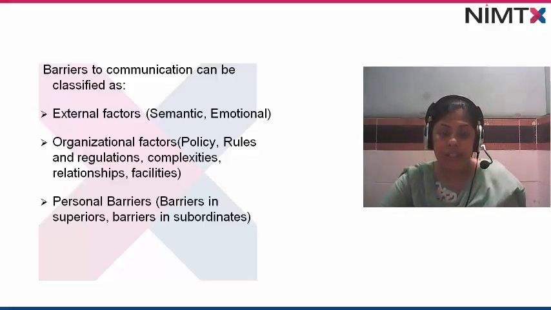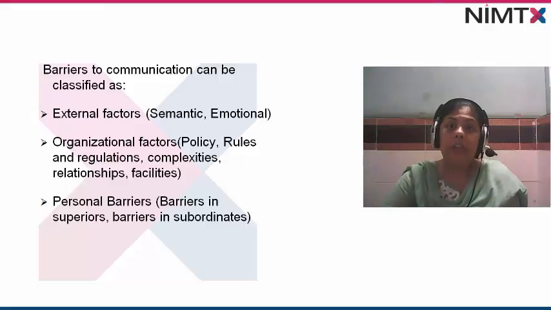Relationships, then facilities. There should be enough things available to communicate. For example, there should be a telephone, and stationery should be available. Certainly they are available in organizations. However, if they are not available in a proper manner, this can definitely be a barrier to communication.